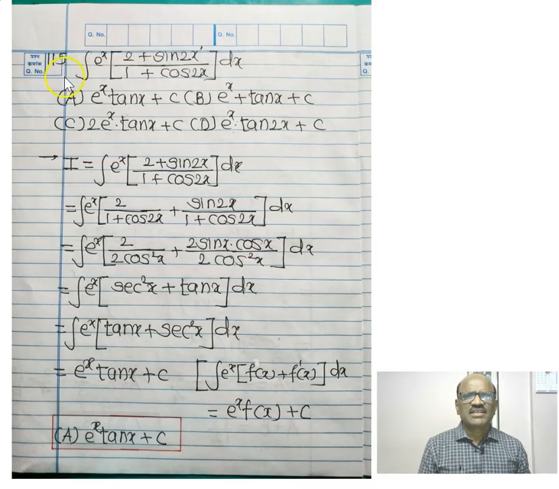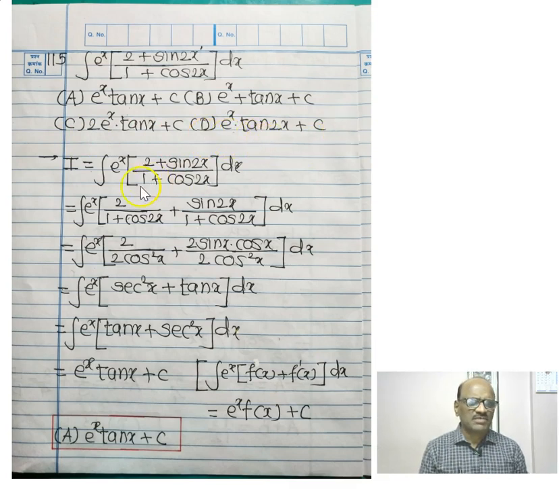Now next, the integral of e raised to x, in bracket 2 plus sine 2x upon 1 plus cos of 2x, dx. The first option is e raised to x tan of x plus c. Second is e raised to x tan of x plus c. Third is 2 e raised to x tan x plus c. And fourth is e raised to x tan of 2x plus c.